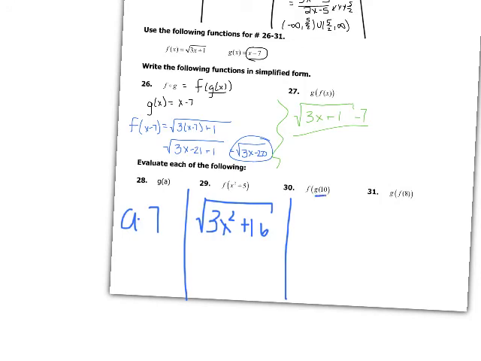30, g of 10, if you plug in 10 for your g function, you get 3. Now I'm going to do f of 3. So 3 times 3 is 9, plus 1 is 10. Square root of 10 does not reduce. F of 8, so that's 3 times 8 is 24, plus 1 is 25. Square root of 25 is 5. 5 minus 7 is negative 2.